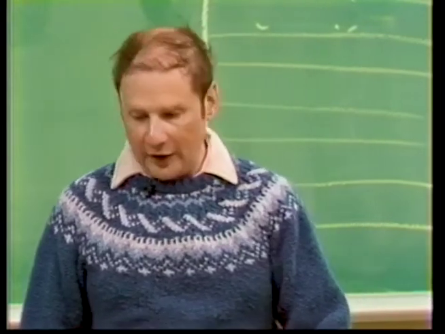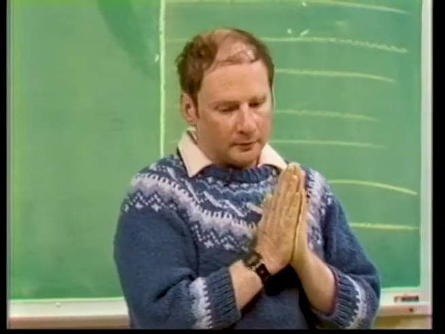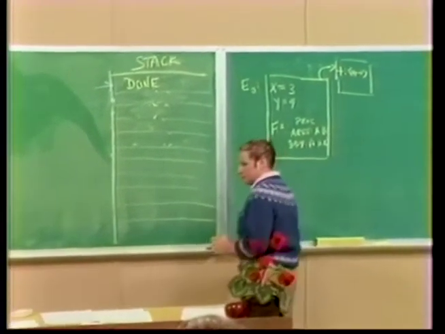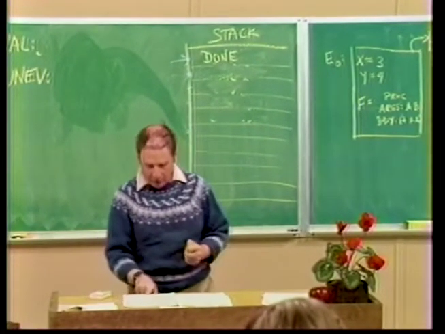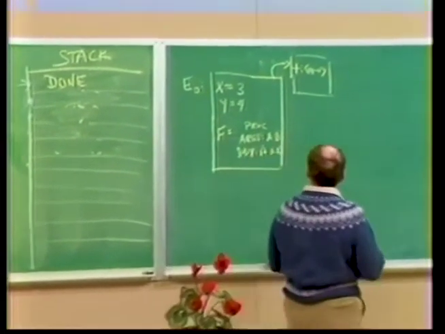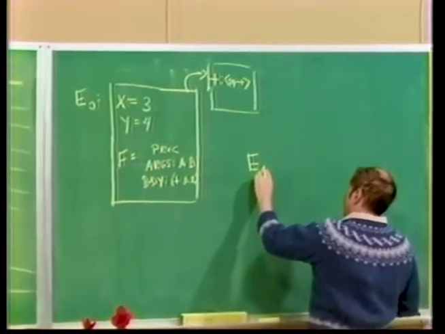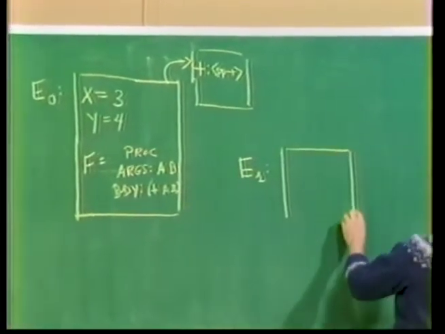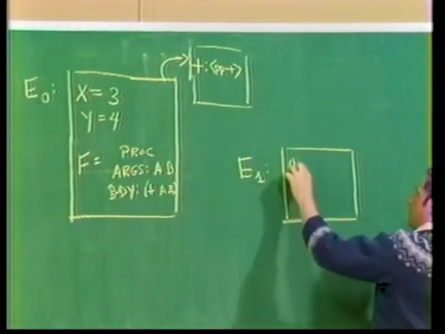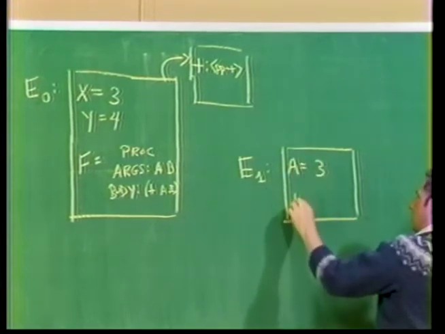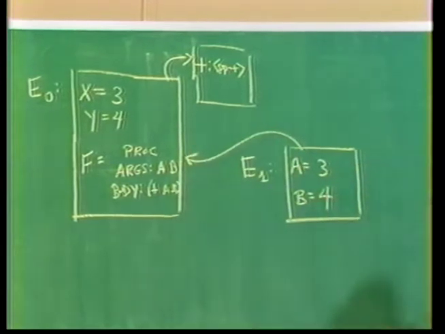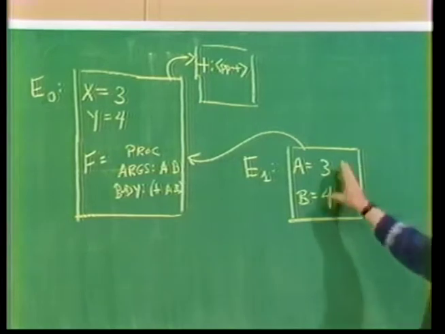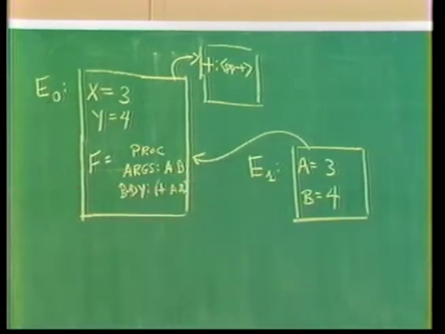Okay. So now that's all we have to do in compound apply. What are we going to do? We're going to manufacture a new environment that we'll call E1. E1 is going to be some environment where the parameters of the procedure, A is bound to 3 and B is bound to 4, and it's linked to E0 because that's where F is defined. And in this environment, we're going to evaluate the body of the procedure. So let's look at that.